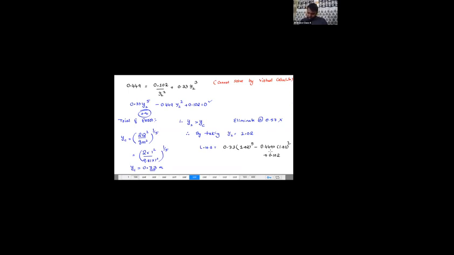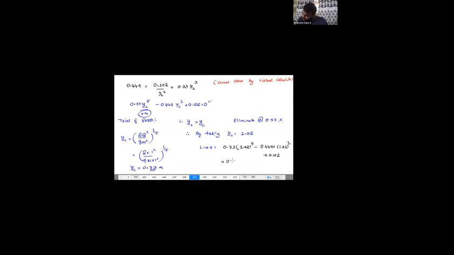1.02 whole to the power of 5 into 0.33 minus 0.449 into 1.02 whole square plus 0.102. So this is going to be almost equal to 0 because these 2 values are going to cancel, leaving 0.102. This is going to be 0.1028.